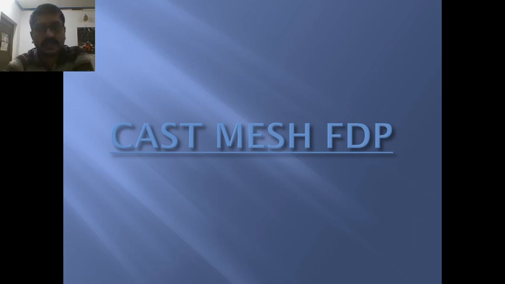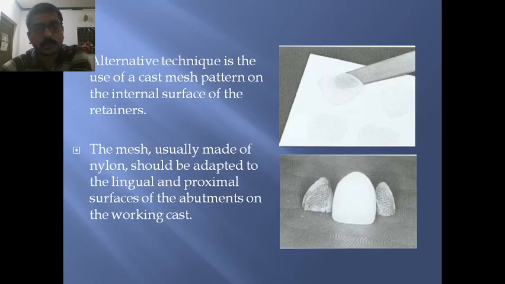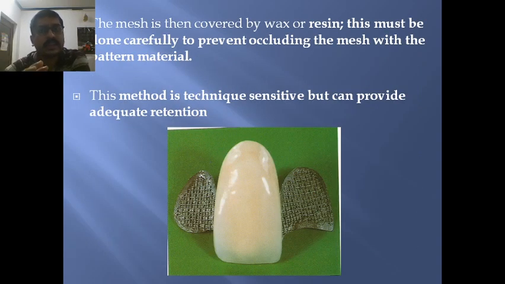So we'll go to the next classification. Sorry, actually it's not a next classification. It's also a type of micro retention, and it's called cast mesh FDPs. It's an alternative technique, and it uses a cast mesh pattern on the internal surface of the retainer. You can see here the mesh pattern, and it is usually made of nylon, and it is adapted to the lingual and proximal surface of the abutments on the working cast. The mesh is then covered by wax or resin, and it is done carefully to prevent occluding the mesh with the pattern material.